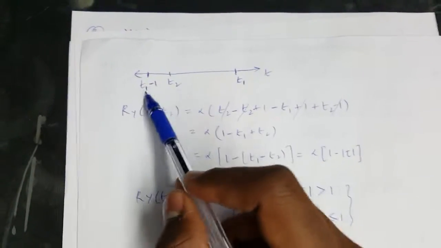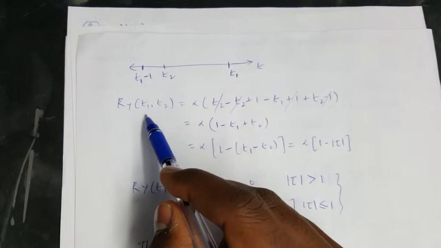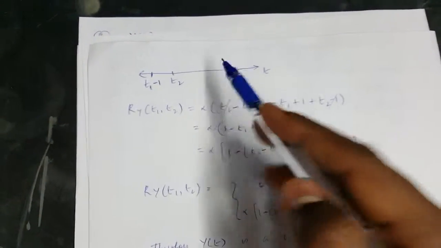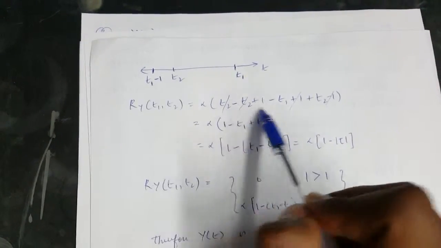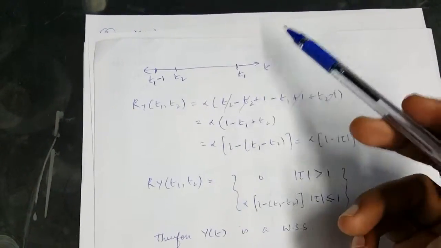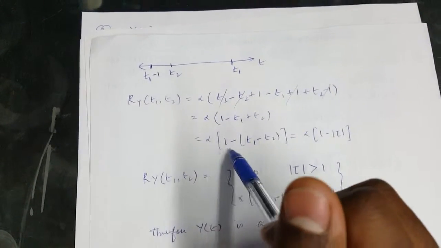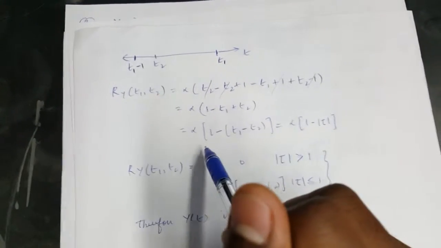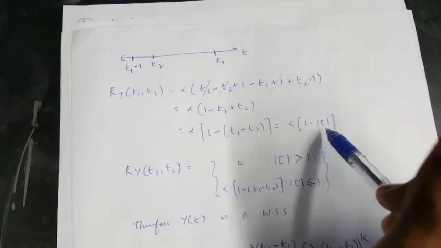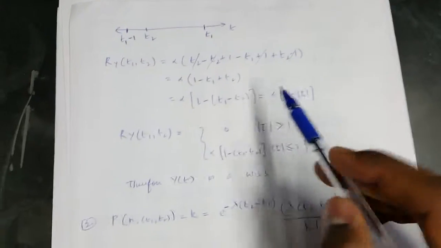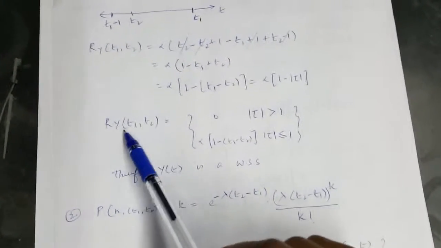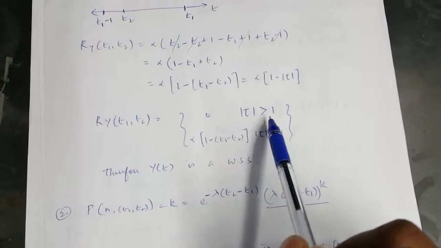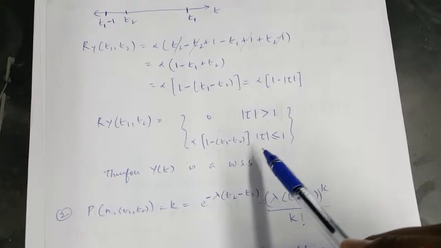t1 minus 1 is less than t2. So here R_y of t1, t2 will be alpha times this expression. Substituting the minimum values based on the previous expression, we get alpha times 1 minus t1 plus t2. Taking the minus out, we get alpha times 1 minus tau. So the ACF is as follows for the two cases, tau greater than 1 and tau less than or equal to 1.